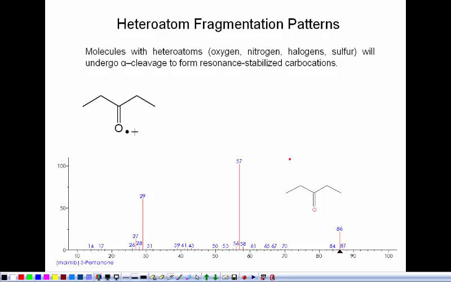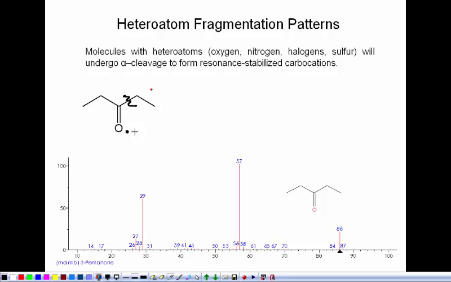Now, molecules with heteroatoms in them. And the heteroatom is either an oxygen, a nitrogen, a sulfur, could be a halogen. When you take those molecules and you form their radical carbocations, they tend to undergo what's called alpha cleavage. And alpha cleavage just means that they tend to cleave between the carbonyl carbon and an alkyl group. That's what's called alpha cleavage.